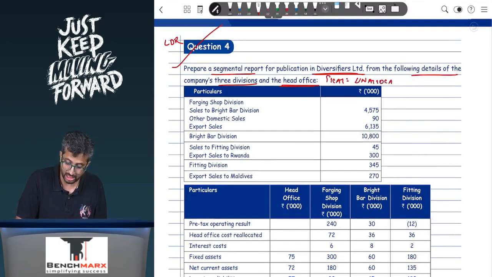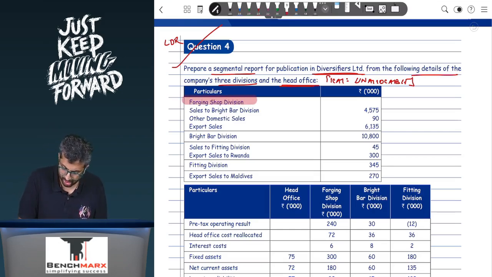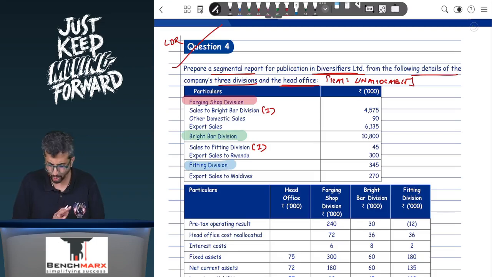Remember, it does not generate any separate revenue. It is unallocable. That is what the ICAI has assumed. So the division over here is a forging shop division, where you have sales to bright bar division, that is inter-segment sales. Other domestic sales, that is external. Export sales are external. Then there is a bright bar division, sales to the fitting division. Again, this is inter-segment sales. Export sales to Rwanda, which is a country in Africa, which is also external sales. And then the fitting division, export sales to Maldives.